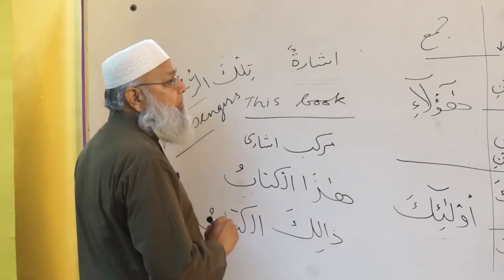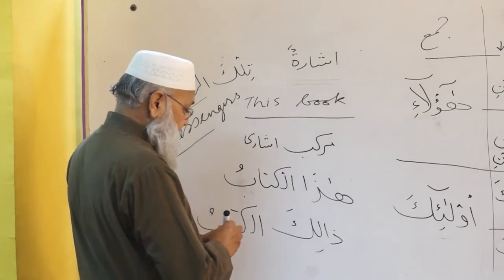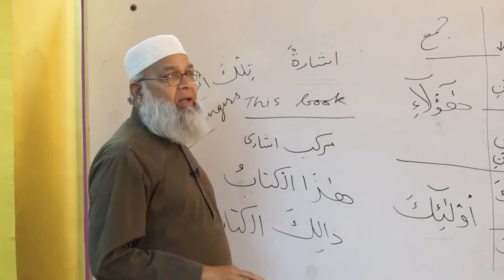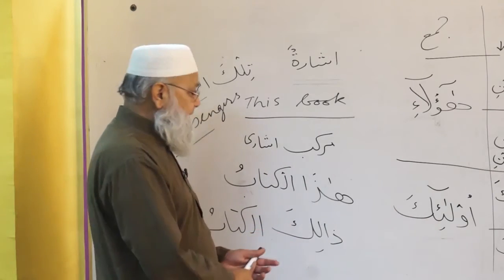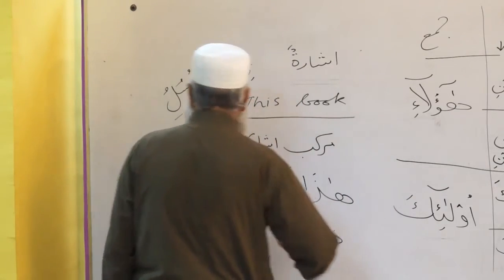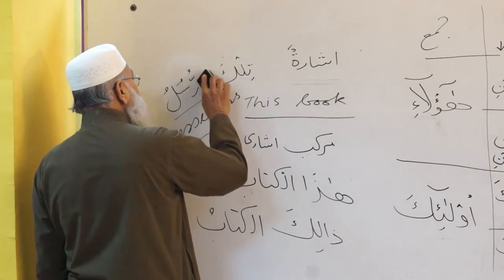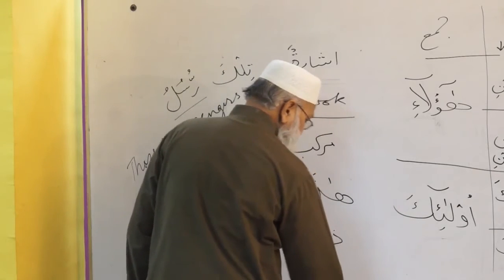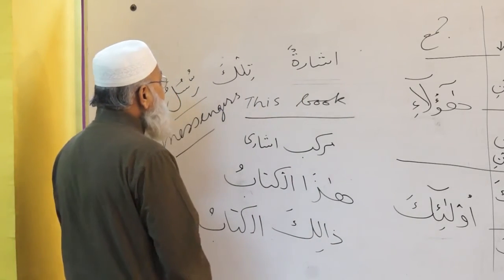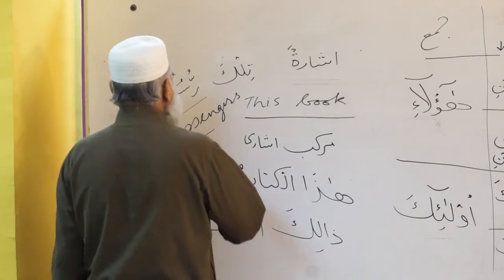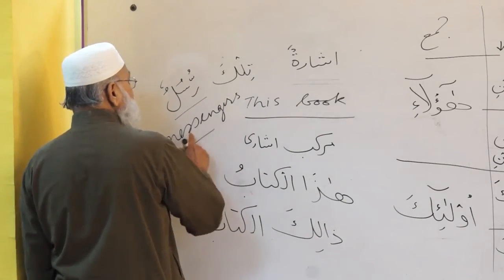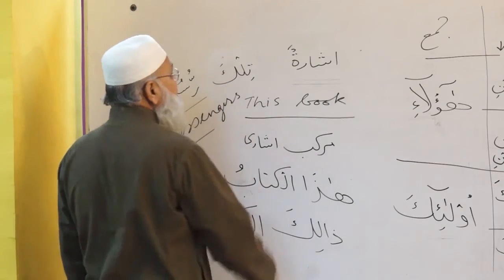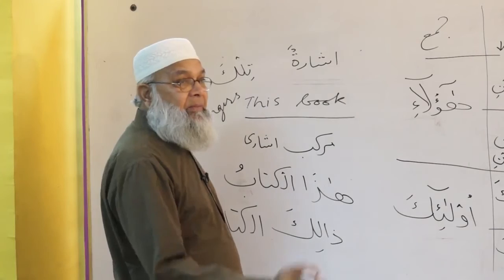But if you have to use the demonstrative noun as the subject or mubtada of a complete sentence, then there can be no alif lam here. The khabar or the predicate would be nakira. Tilka rusulun. Those are messengers. Now this would be the translation. Tilka rusulun. Those are messengers.